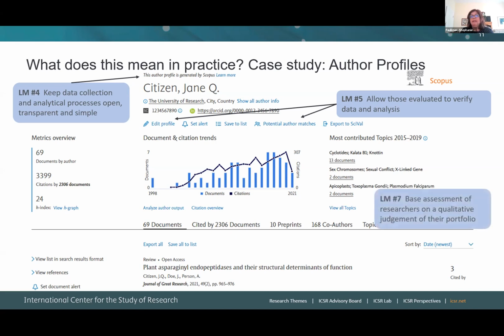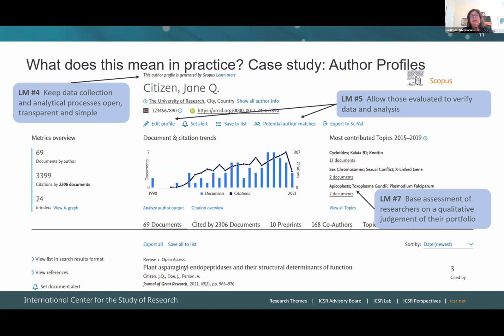Recommendation number 7 asks us to base the assessment of researchers on a qualitative judgment of their portfolio. So you can see we don't just display numbers, we're also displaying terms or words or topics highlighting Jane's research expertise of her published output, right? And we map those into clusters or topics of expertise of different research areas. And we can always then understand what Jane's context is as a researcher in a qualitative way as well as a quantitative way.